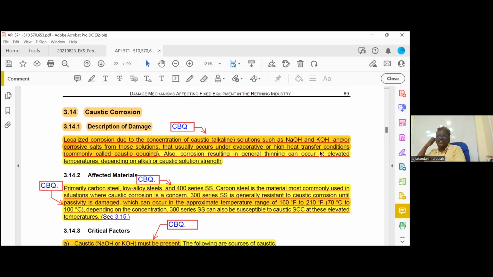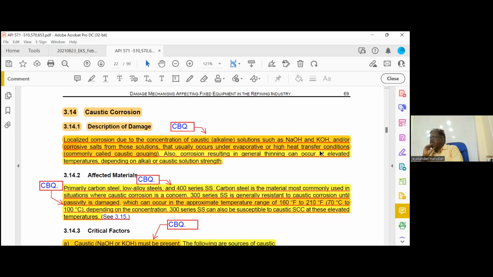Why is stainless steel not corroding? Due to the chromium oxide layer. The chromium oxide layer protects steel from reacting with the atmosphere. If the chromium oxide layer is damaged, or we call it passivity is damaged, then stainless steel can also have a caustic corrosion problem.